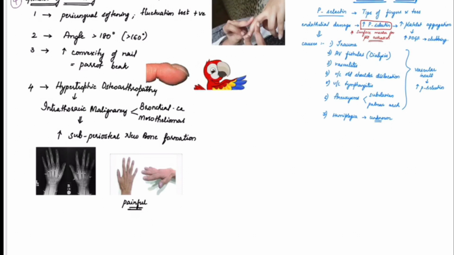Fourth heading we'll look at is the grades of clubbing. There are 4 grades. First is just periungual softening, second is increased angle, third is increased convexity, and fourth is hypertrophic osteoarthropathy, which is a painful condition. And then fifth heading is to look at unilateral clubbing. Remember, P-selectin, which is a surface marker for platelet activation, is increased when there is an endothelial damage. So anything that causes endothelial damage can cause unilateral clubbing. So these are some conditions.